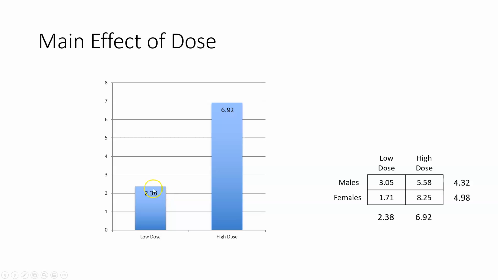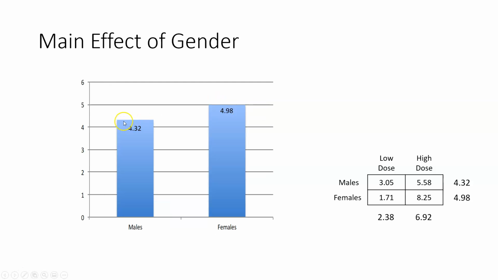Graphically, you could see this represented here. You can see the average low dose is 2.38, the average high dose is 6.92, and for gender, the average for males is 4.32, and the average for females is 4.98. Much smaller a difference there.